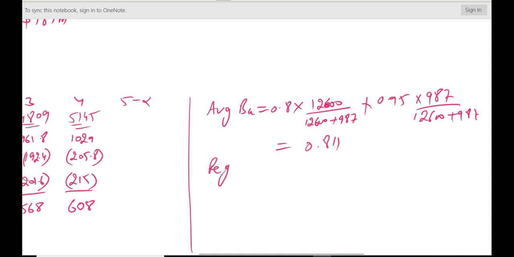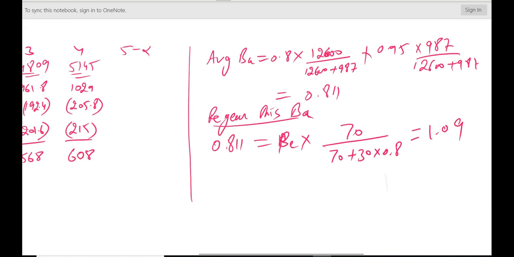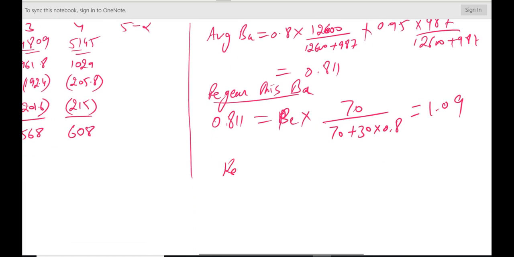Then regear this beta with the gearing of the parent company, that is 70:30. This is beta asset. We want to calculate beta equity. 70 is the equity, 30 is the debt. So the regeared value is 1.09 approximately. Then calculate cost of equity.